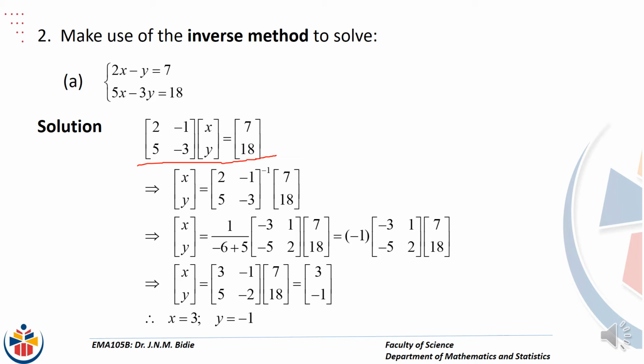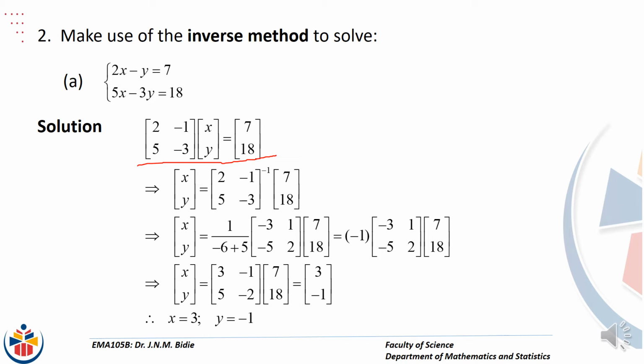So I've got -6 plus 5. That gives us -1 there. And then remember we interchange A and D. So interchange 2 and -3. And then change the signs of the other two. Note that we're still multiplying by the constant matrix. Then we work out 1 over negative 6 plus 5, that gives us negative 1. So we can multiply out and then thereafter multiply those two matrices to get the values of x and y.